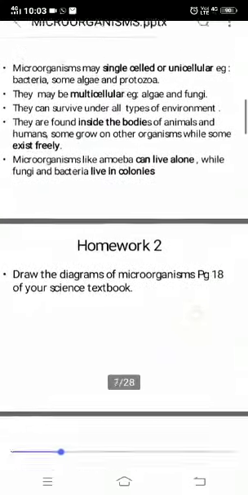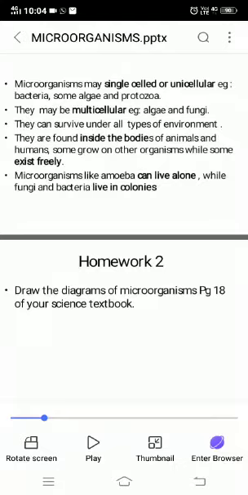Now your homework for today is to draw the diagram of microorganisms, which is given on page number 18 of your science textbook. The first homework was the one I had given to name the harvest festival. You have to write homework number 1 and write the index as harvest festival. Homework number 2, you have to write microorganisms. Please write the index also. You draw these diagrams of microorganisms. Thank you.